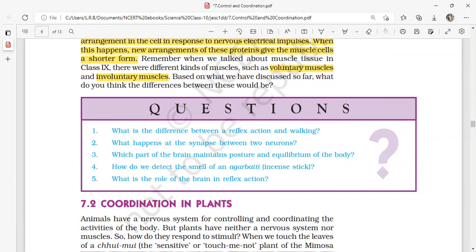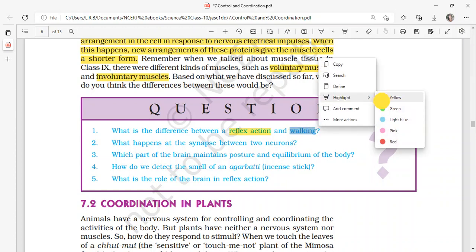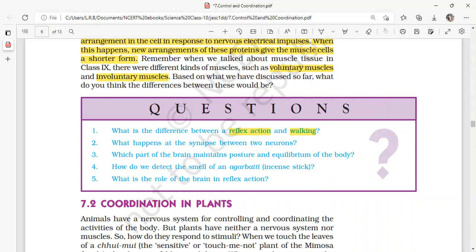Now let us go through these in-text questions. What is the difference between a reflex action and walking? Reflex action happens unintentionally or suddenly, without my voluntary control. Whereas walking is something that I can do. If I want to walk or run, my skeletal muscles will respond accordingly. Even sometimes, walking or running can also be involuntary. In the case of predation, this can be seen clearly.